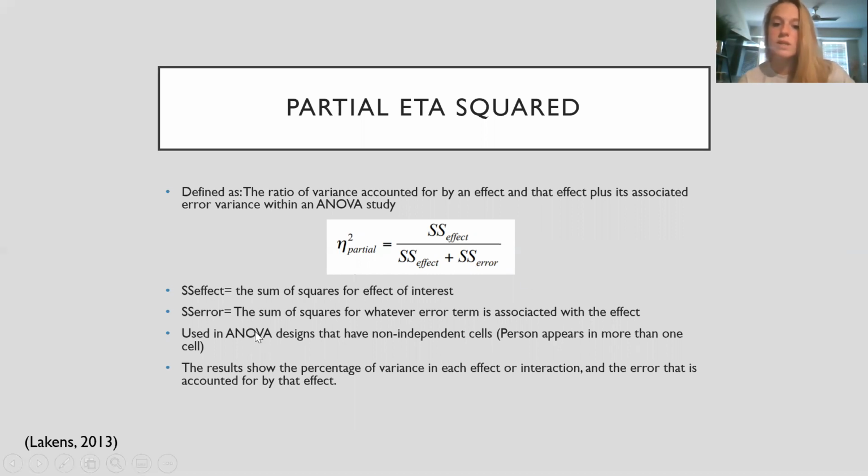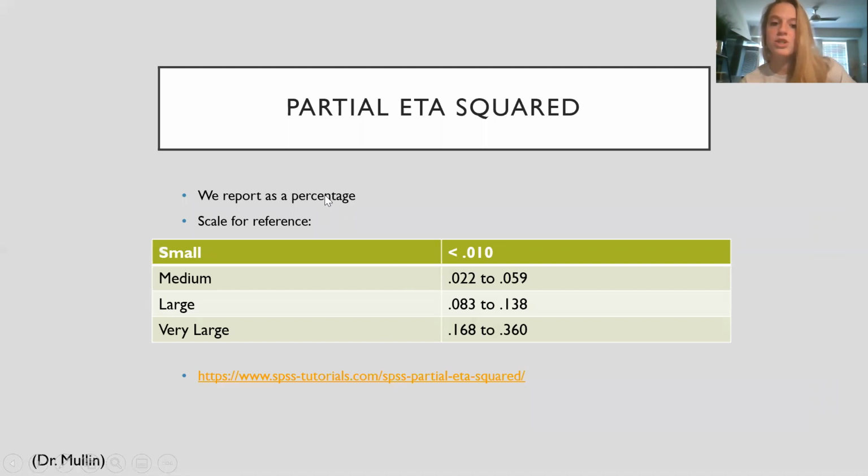Like I said, it's used in ANOVA designs, typically with non-independent cells, when a person appears in more than one cell. The results we show as a percentage of the variance in each effect or interaction, so we're going to report it as a percentage. And this here is the scale that we're going to use. I got this from Dr. Mullen. Small is less than 0.01, then we have the medium, large, then very large, 0.168 to 0.360. They do vary pretty heavily in the research, but this is the one that Dr. Mullen recommended for me. And this link here walks you step by step through how to run partial eta squared in SPSS.